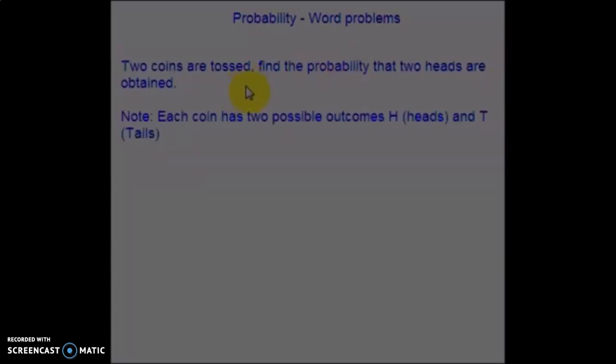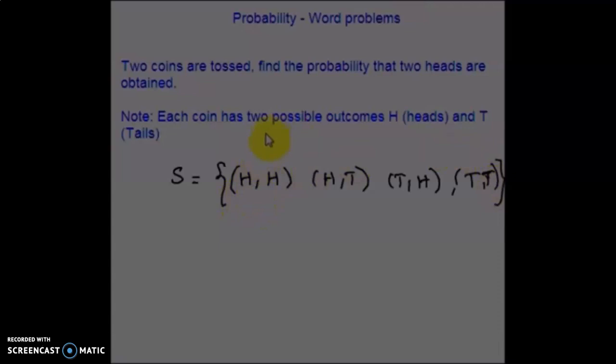Here, we have another question. Two coins are tossed. Find the probability that 2 heads are obtained. Note, each coin has 2 possible outcomes, head and tail. All of you know that a coin has 2 faces, considered as heads and tail. The question is to find the probability that 2 heads are obtained. Now, this is the sample space. When 2 coins are tossed, we may get 2 heads, head and tail, or both tails.